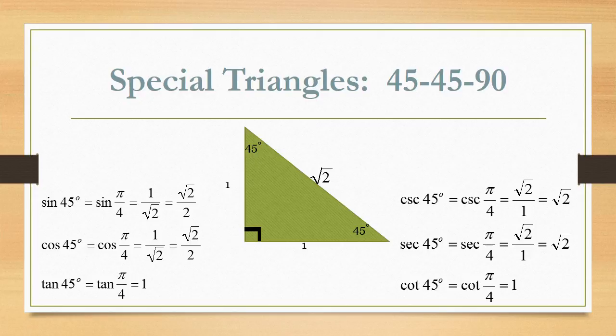A 45-degree angle is pi over 4 in radians. We do need to start thinking in terms of angle, degrees, and radians. So you see here the measurements. The sine is the square root of 2 over 2. Cosine is the same, which makes this easier. The tangent is 1, and then you see the reciprocals.